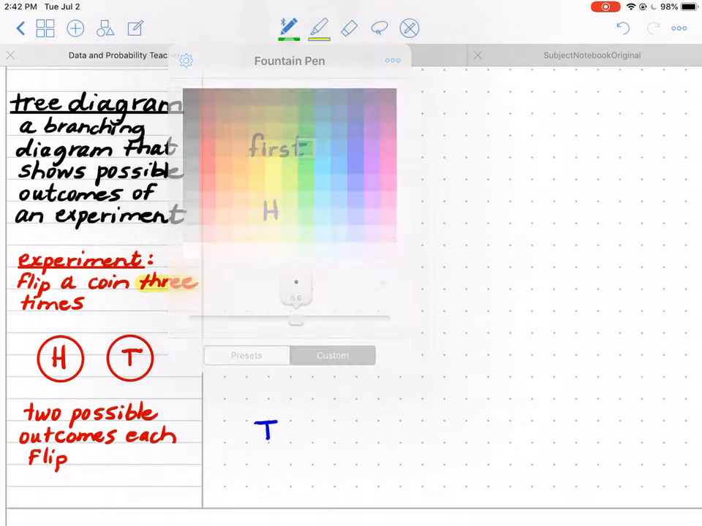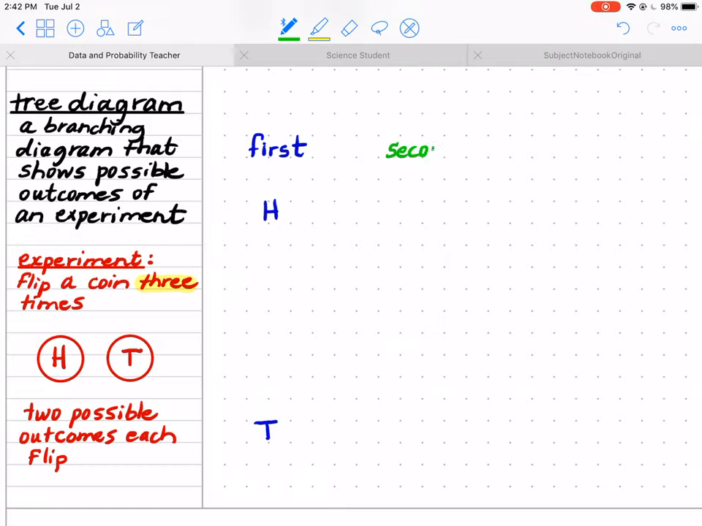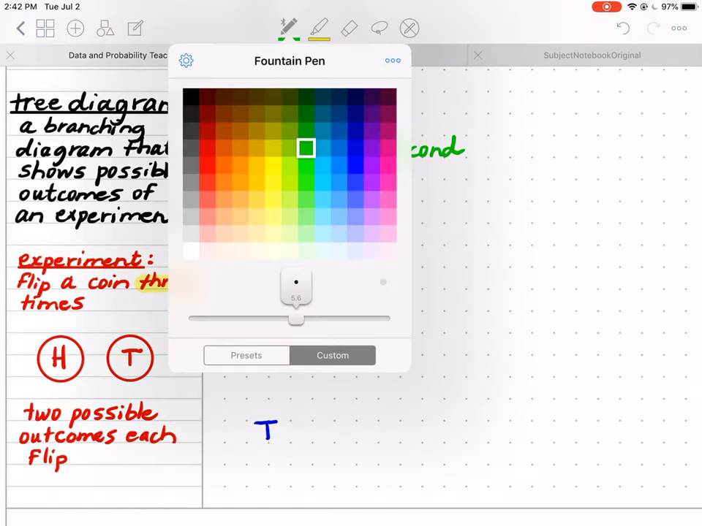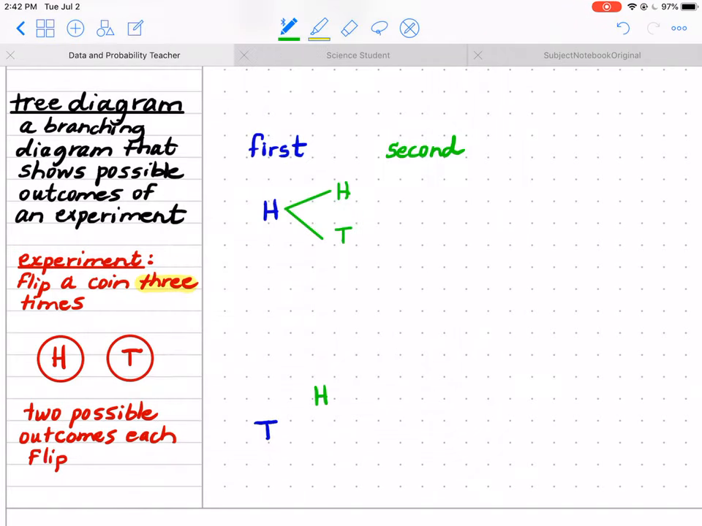Okay, on the second flip, I could either get heads or tails. But this is going to depend on what I got the first time. If I got heads the first time, the second time could be another heads, or it could be a tails. But if I got tails the first time, then I would need to do that also down here. So I already have 4 different possibilities that could have occurred at my second flip of the coin. So I've flipped once and twice, and so far I have 4 different possibilities.